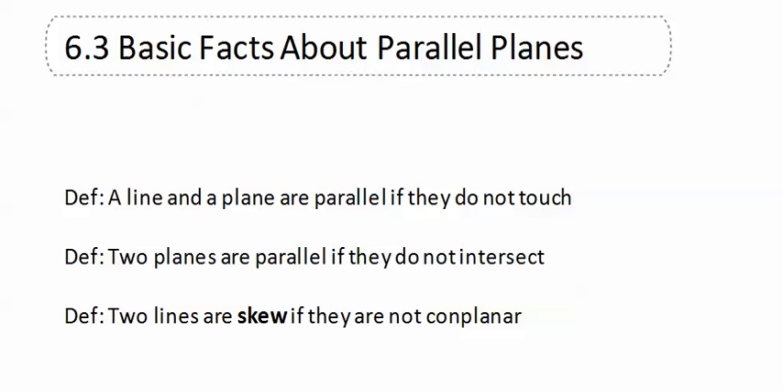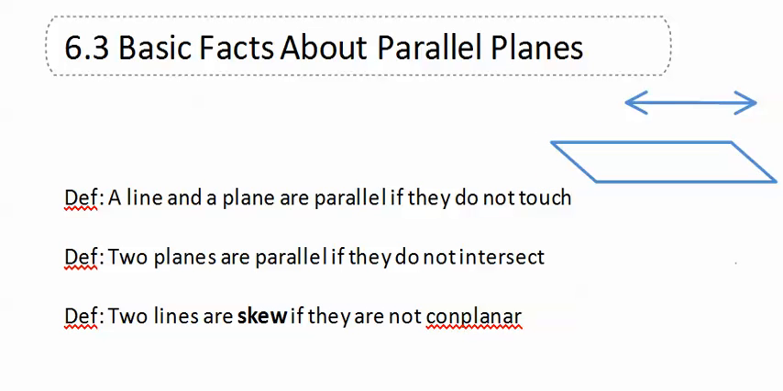In section 6.3, we're going to be talking about basic facts about parallel lines, and we'll do so starting with a few definitions. First of all, a line and a plane are considered parallel if they do not touch. This should make sense because if they are not going to touch, they're going to keep the same distance between each other, kind of referring back to parallel lines. The second definition is that two planes are parallel if they do not touch. That is, again, kind of similar to the first definition.